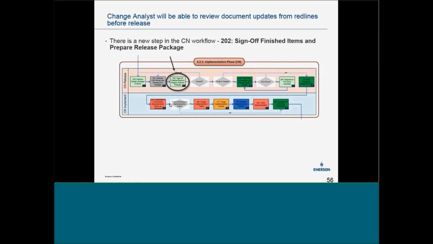After they complete their first task of the CN release to perform the design changes to the items, there will be a new task where the change analyst will be able to review the document updates that were made from the markups before the items are released and approved. This is called 202, sign off finished items and prepare release package.